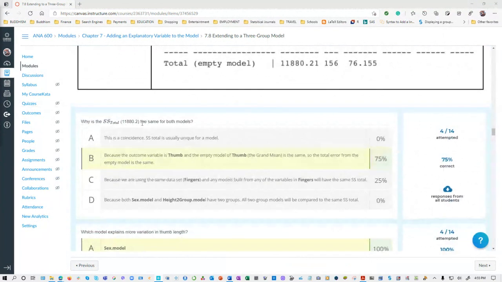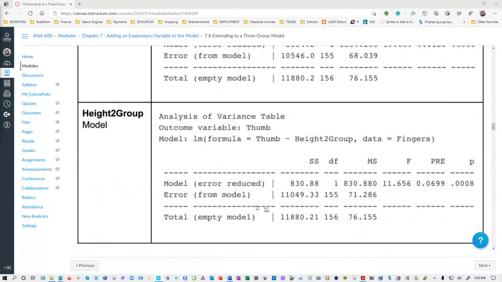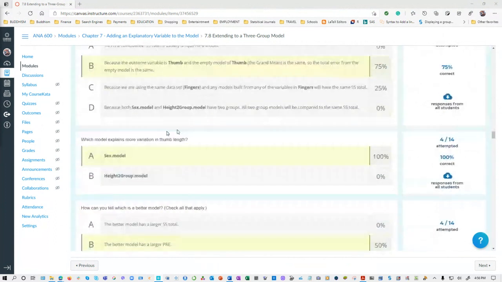The total is the same for both models because the outcome variable is thumb, and the empty model of thumb, the grand mean, is the same. So the total error from the empty model is the same. Whatever explanatory variable you plan to use, the empty model in the very beginning involves just the thumb length grand mean here and here. Therefore, the total sum of squared, SST, means nothing but the squared deviation of the data points from the grand mean. So they are both the same.